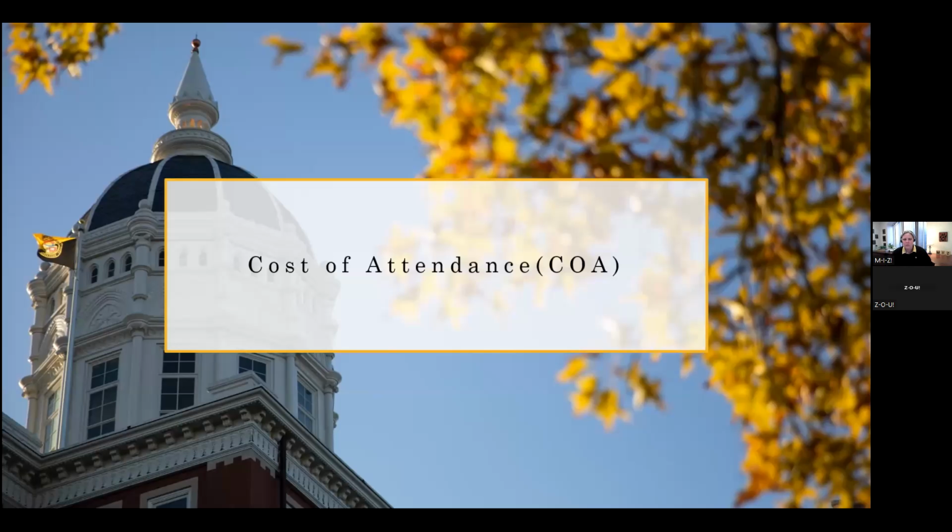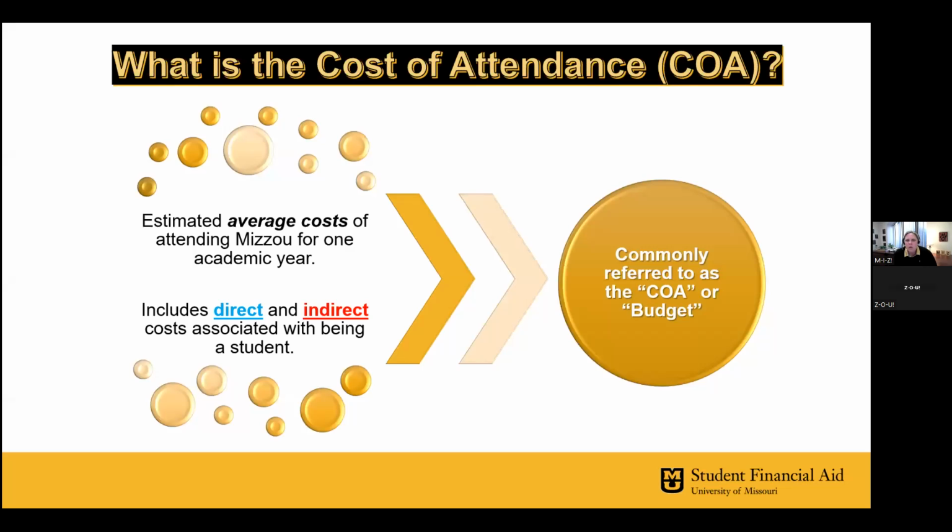Okay, so what's the cost of attendance? Well, the cost of attendance is something that we are required to do by the federal government. It's federal law that we have to create this. It is not what you are going to get billed. And we're going to have a couple slides here to talk about everything that goes into the cost of attendance. But the basics of this slide that I want to cover are, it's an average cost of what it costs to attend Mizzou for one academic year across multiple categories.